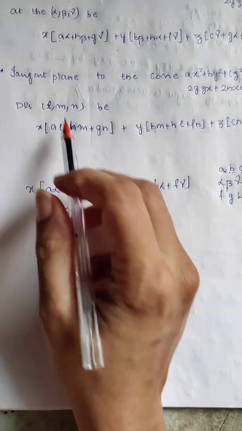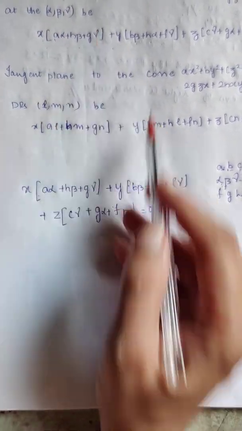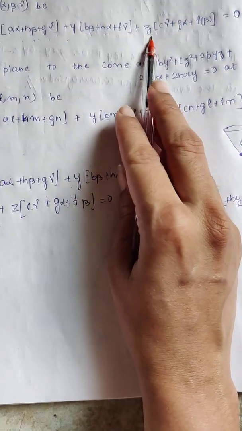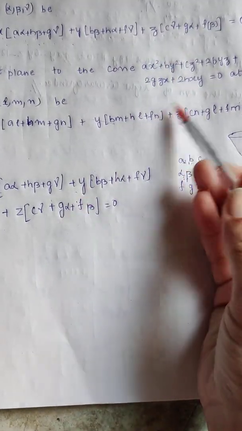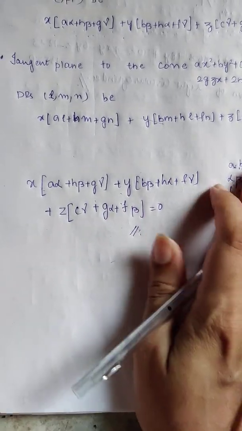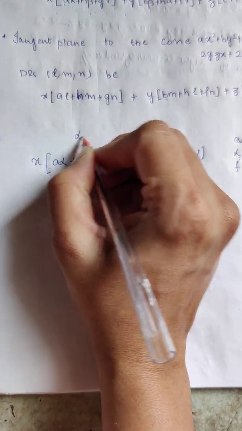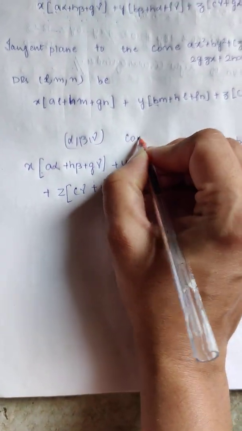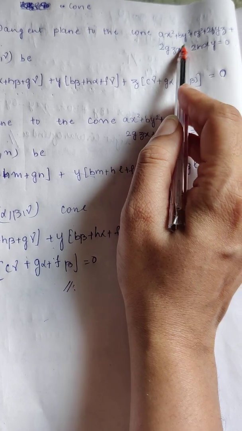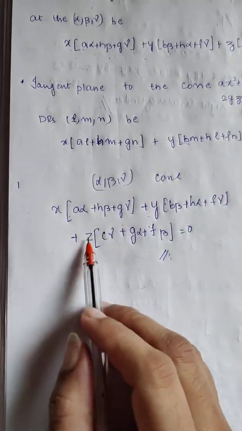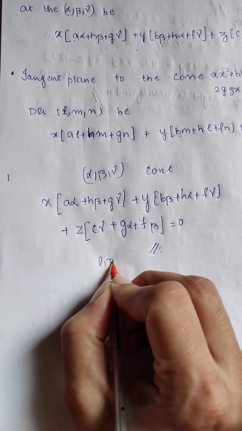See, X, A alpha plus H beta plus G gamma, plus Y, B beta plus H alpha plus F gamma, plus Z, C gamma plus G alpha plus F beta equals to 0. This is the equation of a tangent plane. So this is when you have a point of contact alpha, beta, gamma given to you, and the cone is given to you in this particular form, ax square plus by square plus cz square plus 2fyz plus 2gzx plus 2hxy equals to 0. What about if DRs is given to me, lmn?